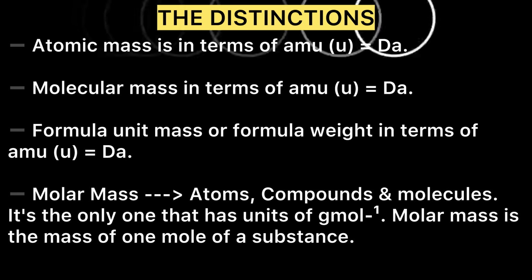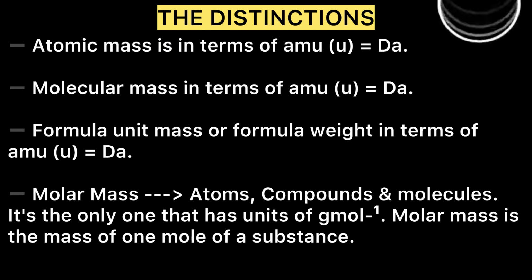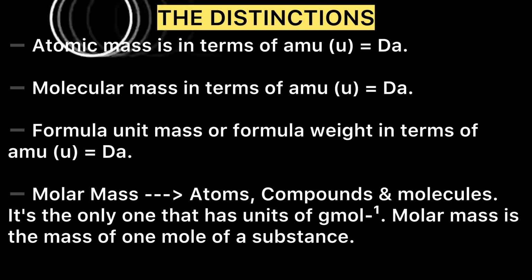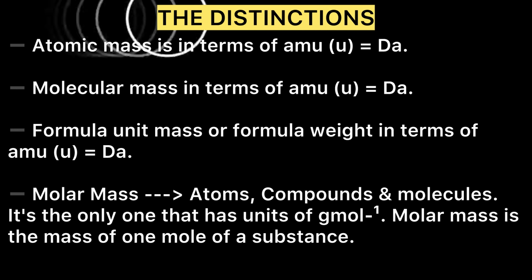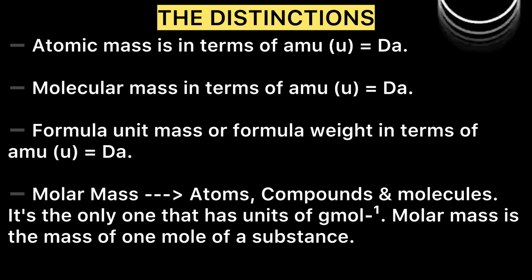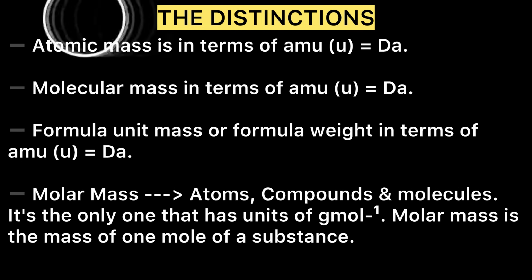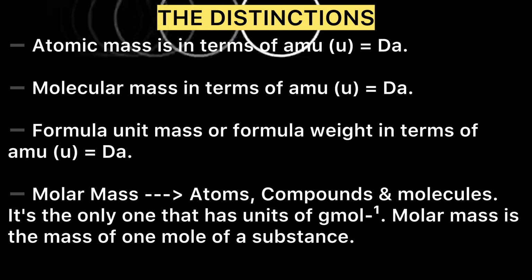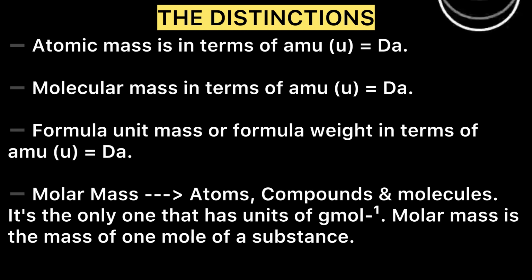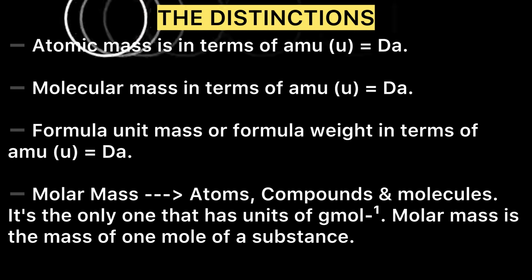So atomic mass is in terms of AMU or Daltons. Molecular mass is also in terms of AMU or Daltons. Formula mass or formula weight is also in terms of AMU or Daltons. So please take note of these things. And the vital one now, we have said three different things. Relative atomic mass, relative molecular mass, and relative formula mass don't have units. Atomic mass, however, has units. It is represented in terms of atomic mass units or Daltons.